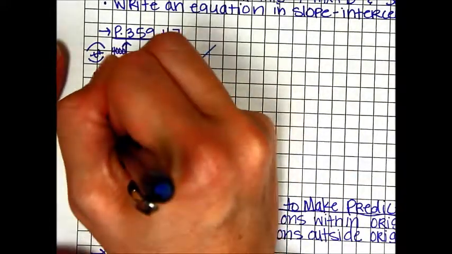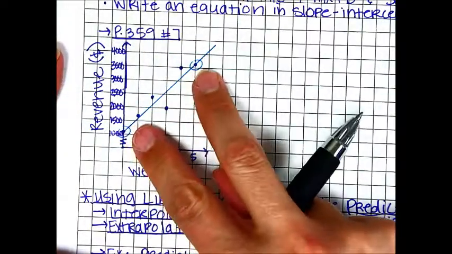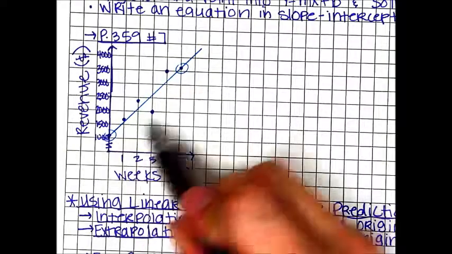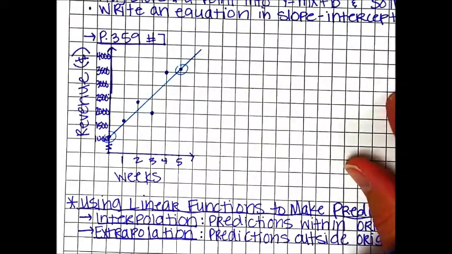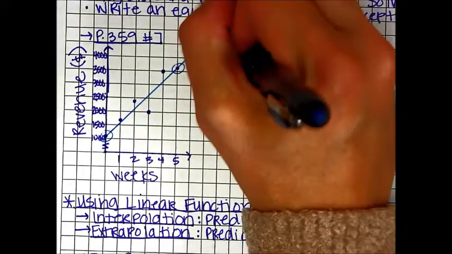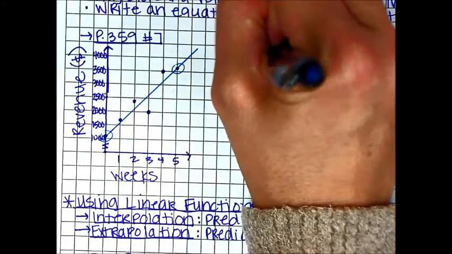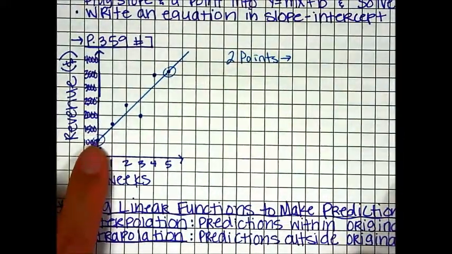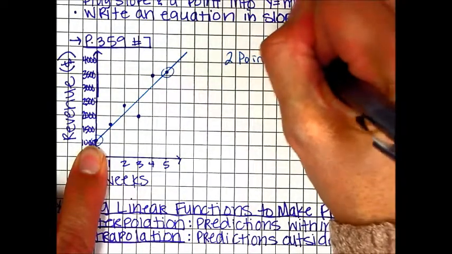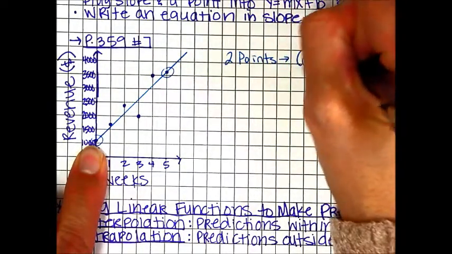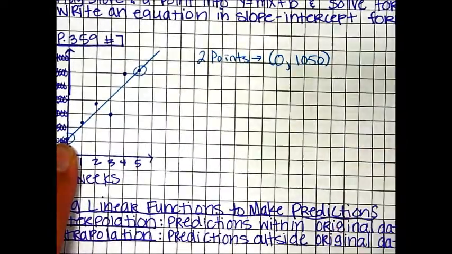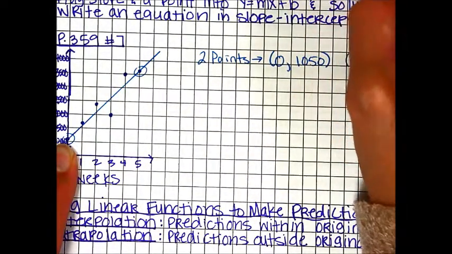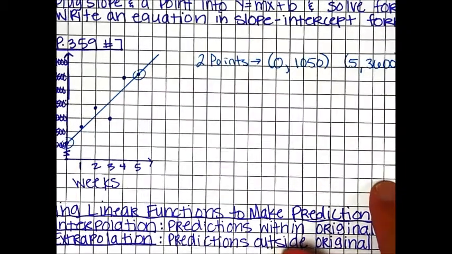And I have purposely made sure to hit at least 2 points because now I can use those 2 points to come up with the equation of this line of fit that I just drew. So my 2 points, I'm going to jot those down so that we have them clearly in the notes. The 2 points that we agreed we were going to hit were (0, 1050) and (5, 3600). So those are the 2 points that we know we've hit.